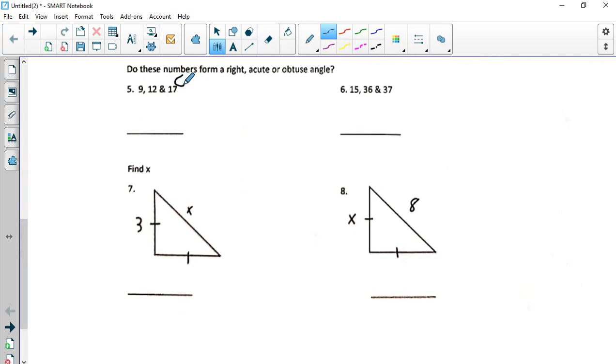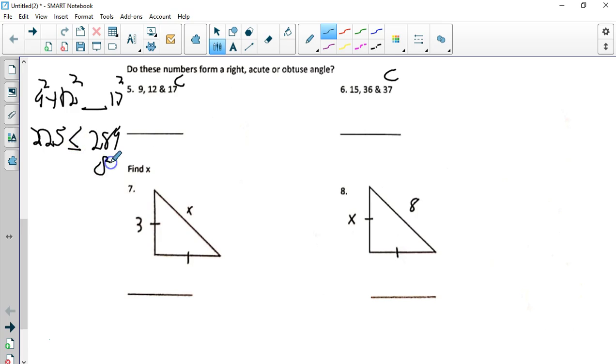Biggest number will be C. So, we're going to say 9 squared plus 12 squared. We're actually going to leave that blank and say 17 squared. When I do that, I end up with 225 and 289.